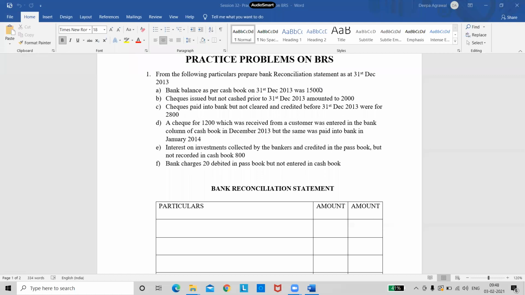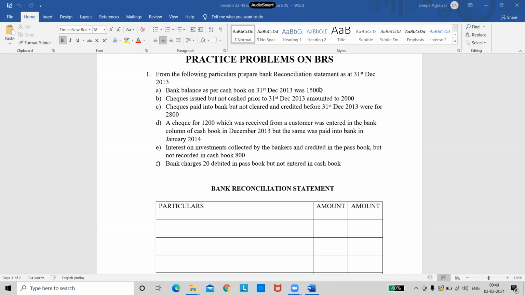Ma'am, what is the meaning of cleared? Cleared and credited. See, if I deposit a check into bank, will the banker give me the cash immediately? It takes some time, right? For the check to get cleared and credited, it takes one or two days. If I deposit a check into the bank, in a day or two, the amount gets credited to my account. That is called cleared and credited. The banker will record this entry only when the amount comes into my account. Okay?